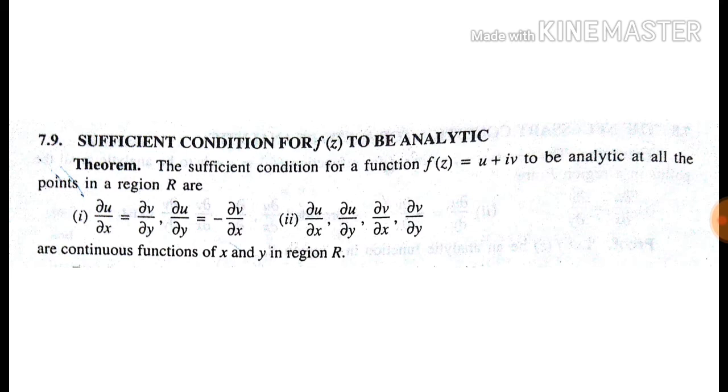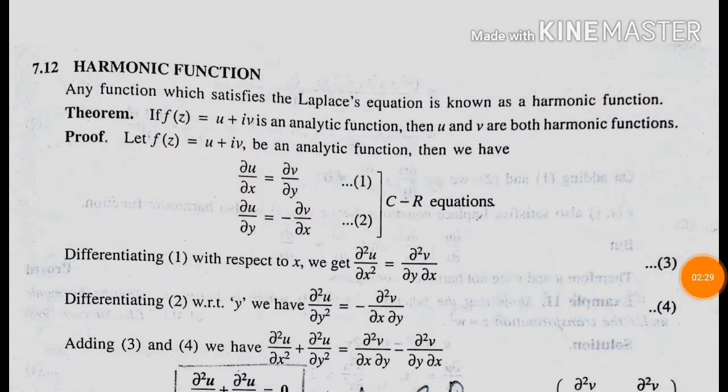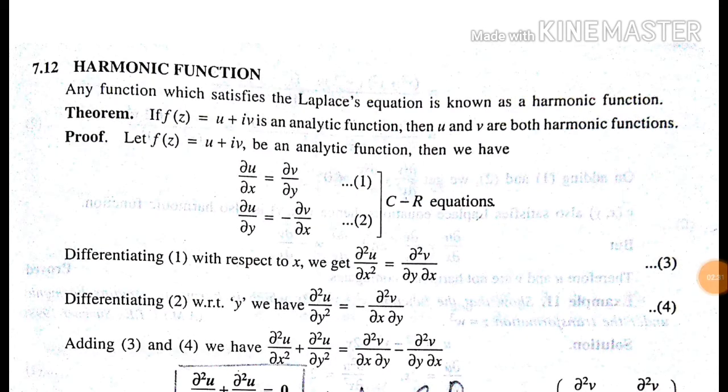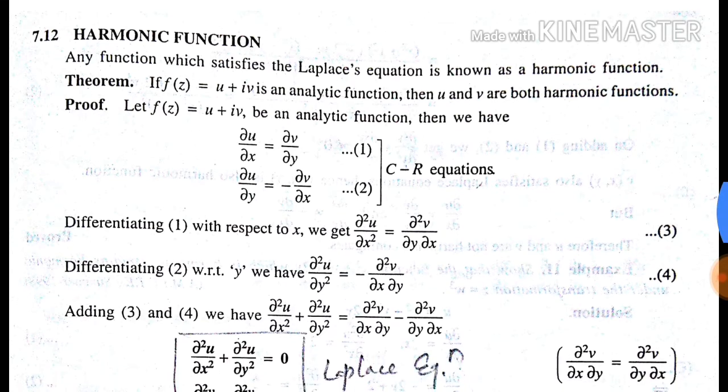These two on combining give the Cauchy-Riemann equations. Now the next one is the harmonic function. You have to just learn the definition or revise the definition, then in the next slide I will explain how they are used in the question. So what is a harmonic function? Any function which satisfies the Laplace equation is known as a harmonic function.